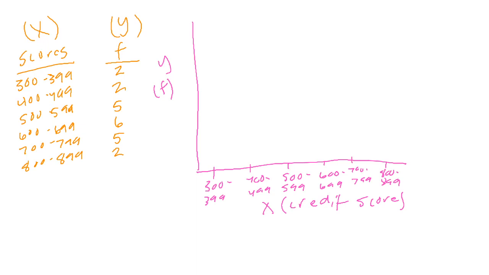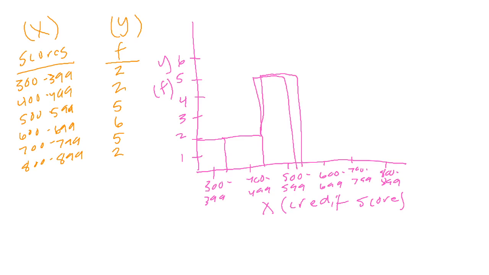All right, and our frequencies go up to, in this case, 6. So we'll put 1, 2, 3, 4, 5, 6 tick marks here. And then we'll just go ahead and plot, all right? So we have 2 in this category, we have 2 in this category, we have 5 in this category. All right, down to our 600 to 699, we have, let's see, 6 in this category here. 700 to 799, we have 5. And then 800 to 899, we have 2. All right, so there we have it.